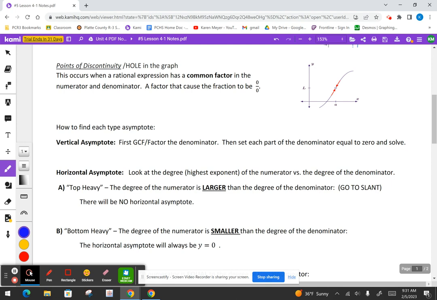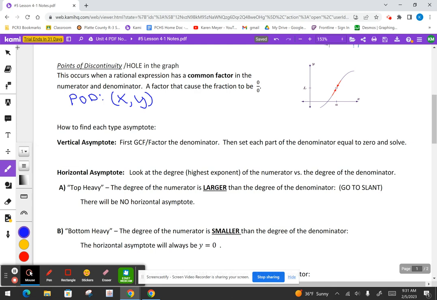If it's a point, I'm going to use POD for points of discontinuity. If it's a point, it must look like an ordered pair. So you have to have an x value and you have to have a y value. So if I was looking at this picture over here, my POD, the x value is what they're calling A, and the y value is what they're calling L. And that's what you would list out.